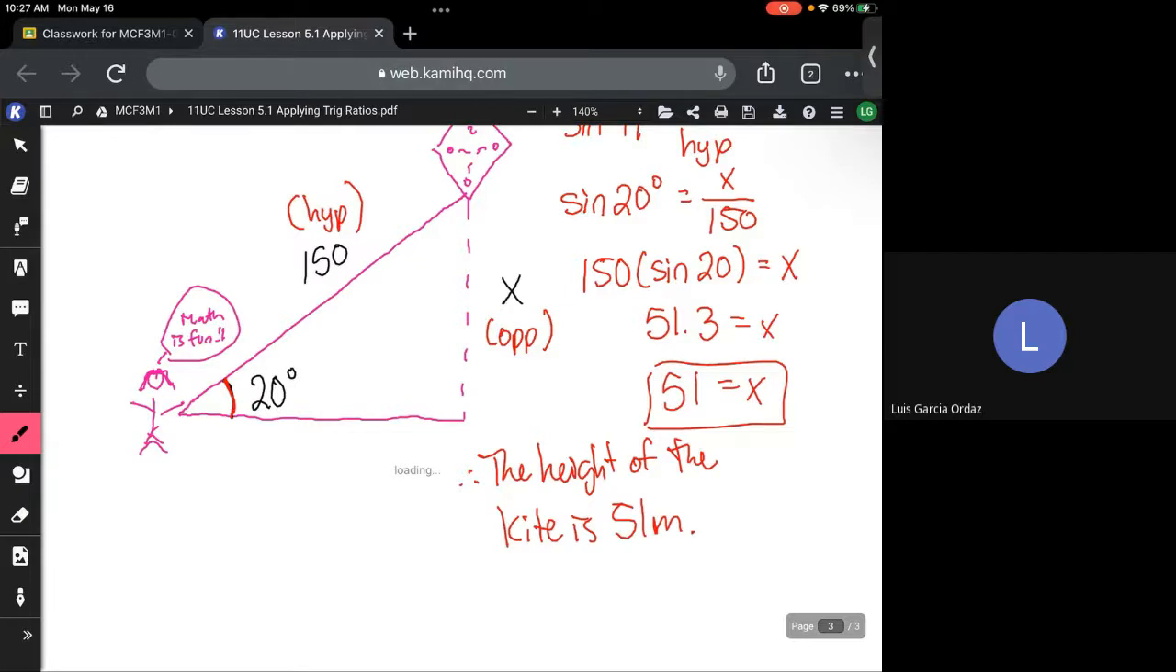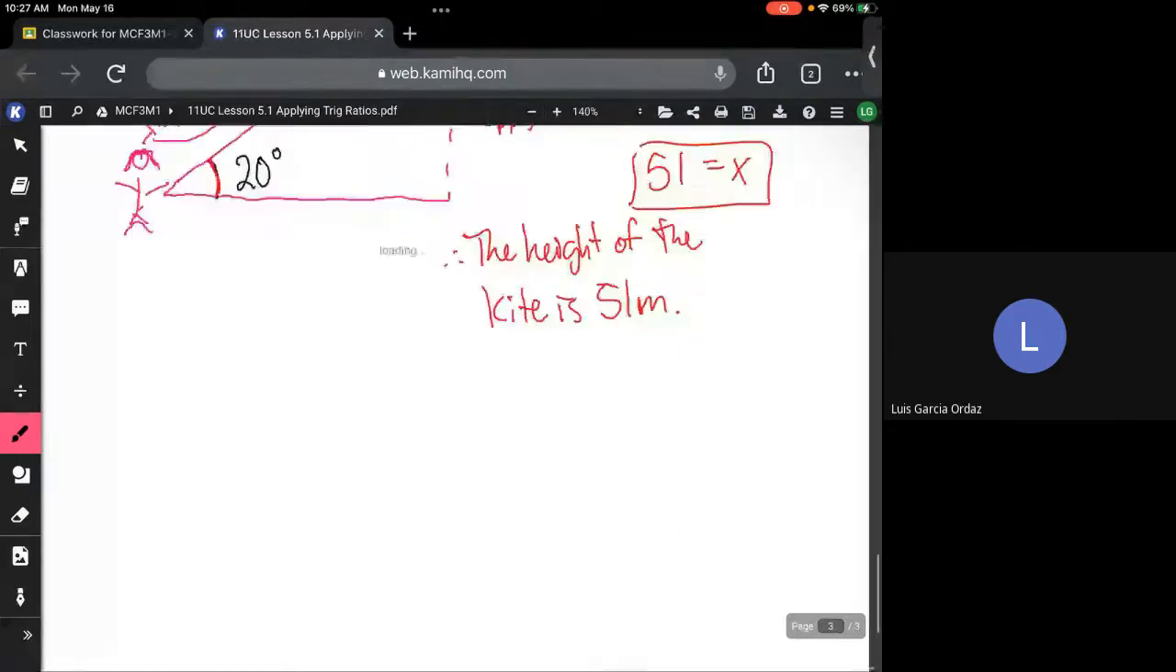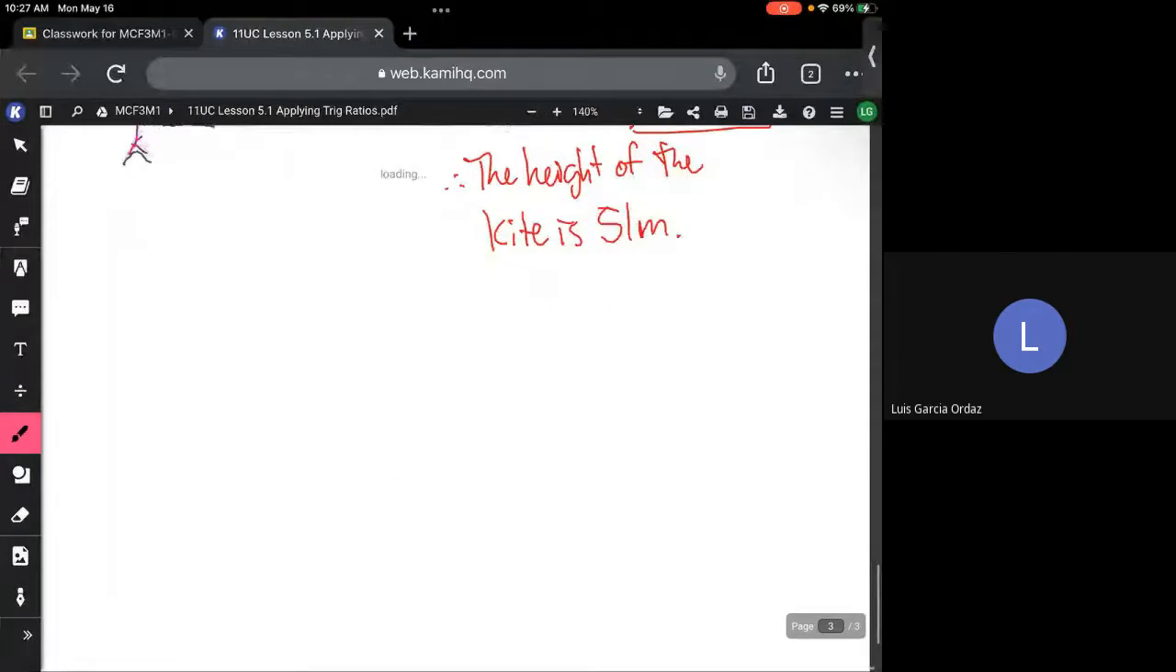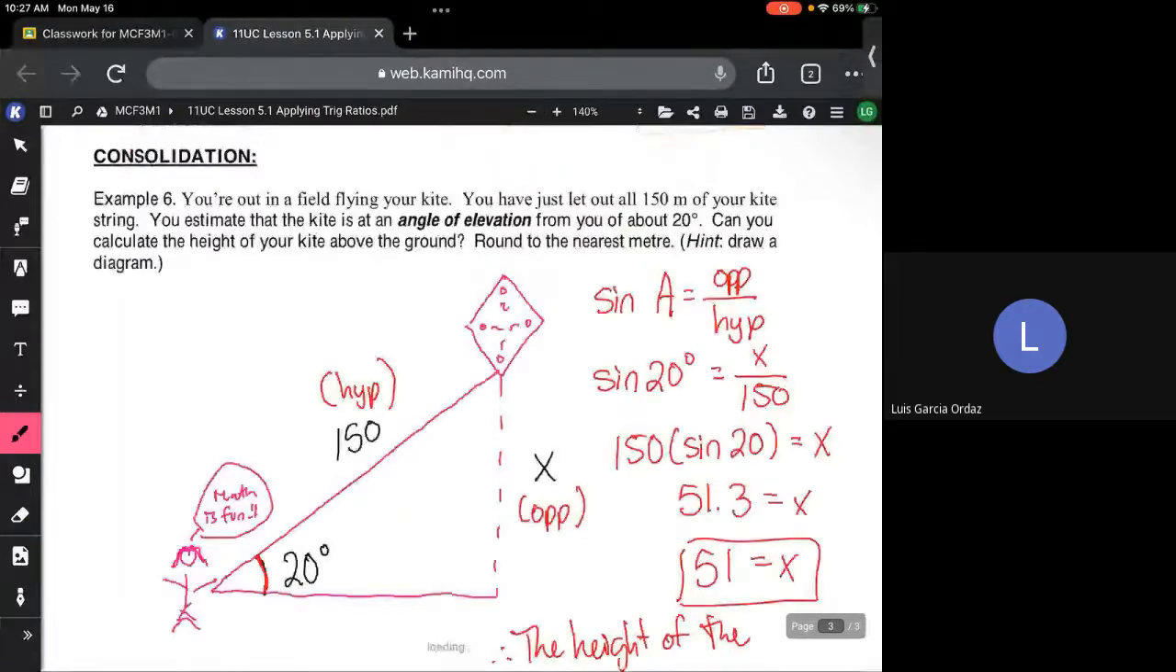So I'm going to post the homework schedule on the board and on Google Classroom, and you are going to get started on the first section of homework.